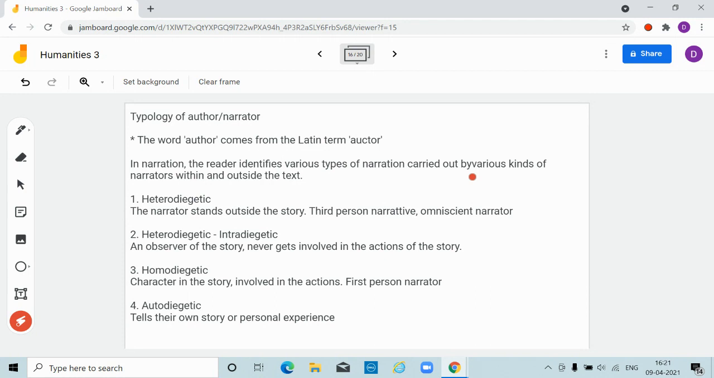Now, different texts have different kinds of narrators. Narrators do not remain the same, right? So let's take a look at the different kinds of narration that we'll find in text. First one is the heterodiegetic narration. In heterodiegetic narration, the narrator stands outside the story. It can also be referred to as third person narrative or omniscient narration.